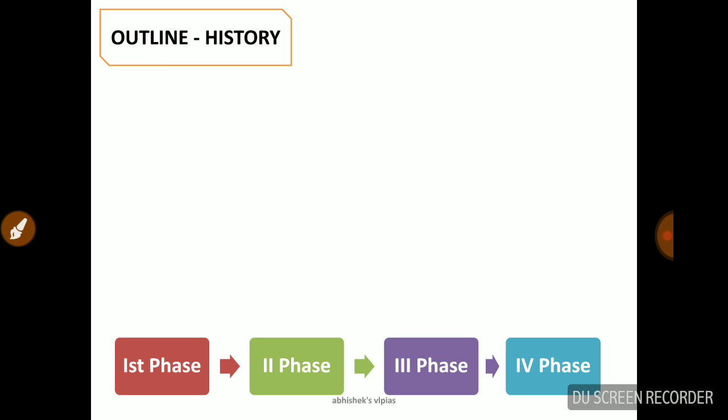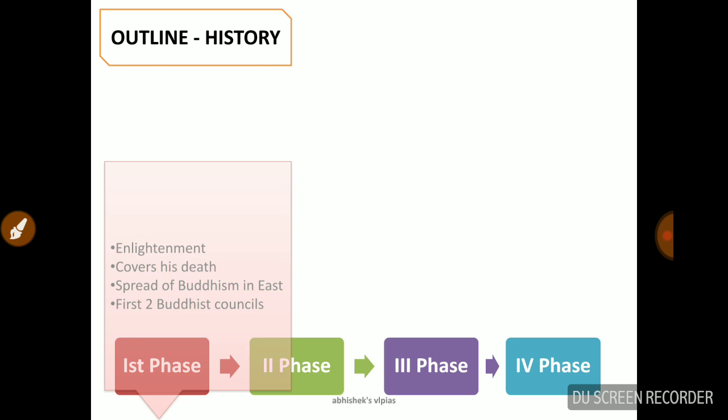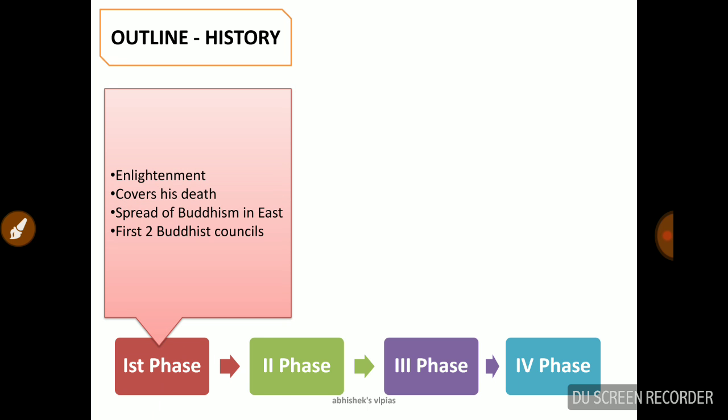Next, we have to learn a little more about the outline history of Buddhism. We split the total history of Buddhism into 6 important phases. The first phase is when he got enlightened, and it covers his death and the spread of Buddhism in the East, and the first 2 Buddhist councils happened in this phase of Buddhism. We are just outlining the history, so don't forget the points related to the first phase.